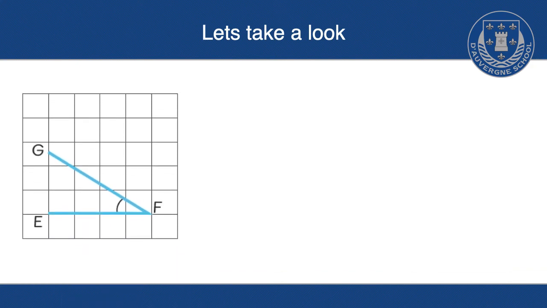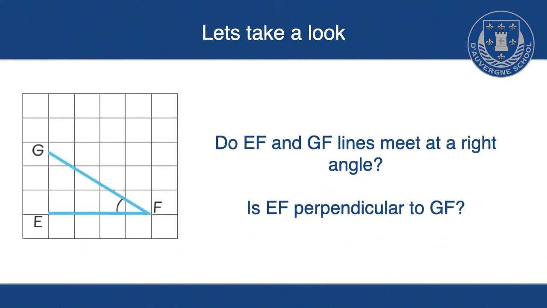And if we have a little look here, it says, do lines EF and GF meet at a right angle? What do you think? Do you think that those lines are perpendicular? So when they meet, do they make a right angle? What do you think? Is that a right angle? It's not, is it? Because it does not make that box. It doesn't make a 90 degree angle. In fact, that's less than 90 degrees.